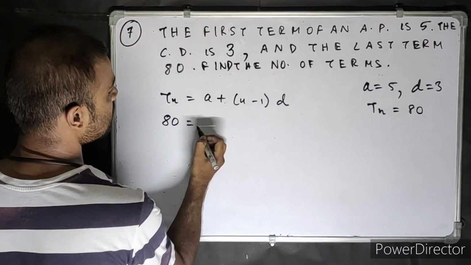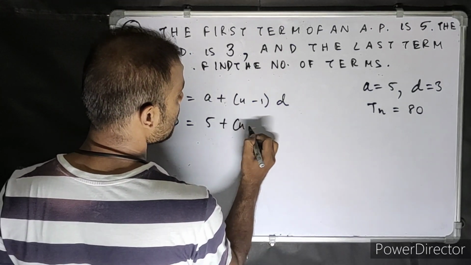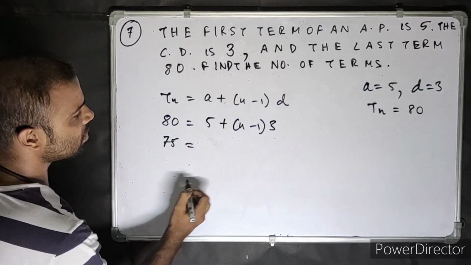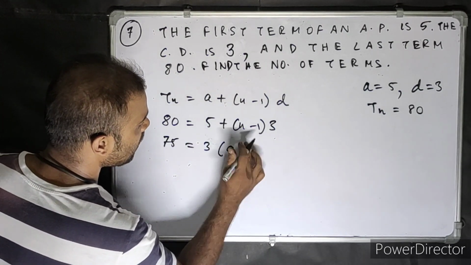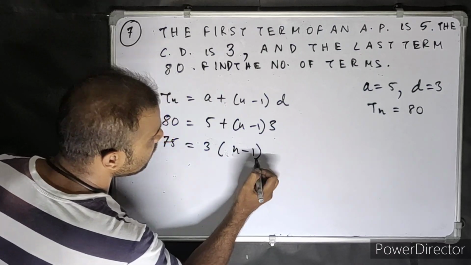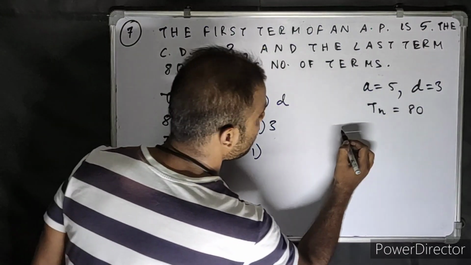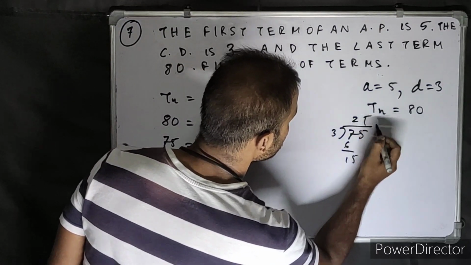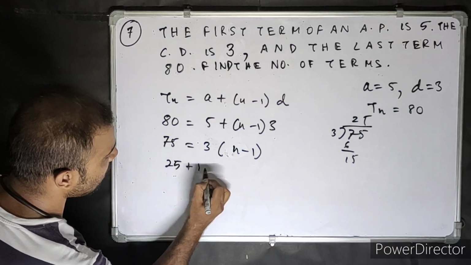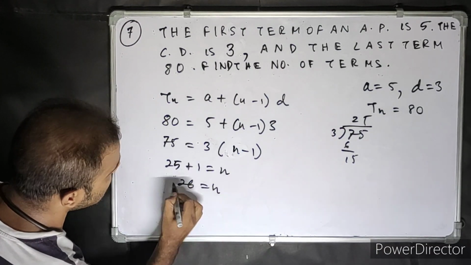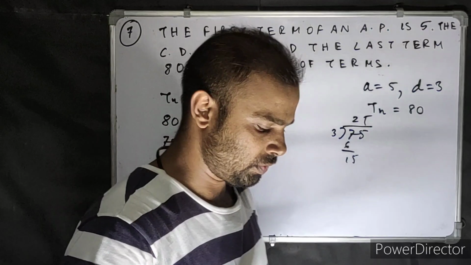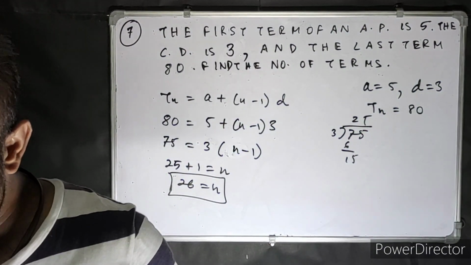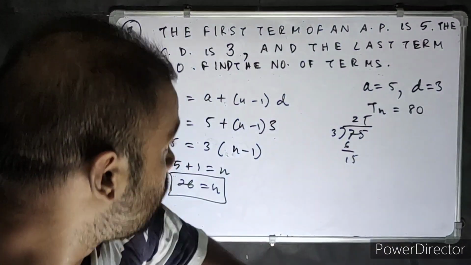Okay, so 80 is equal to 5 plus (n minus 1) times the common difference, which is 3. So 75 is equal to 3(n minus 1). Divide 75 by 3: 3 twos are 6, 1, 3, 5. That is 25, plus 1 is n. So 26 is equal to n. The number of terms here is 26. Question number 7, 26. Correct answer. Moving on to our next question.